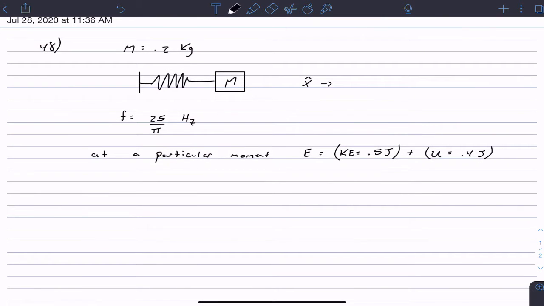We're going to start looking at problem 48 on page 483. So we're given that an object has this mass, 0.2 kilograms, and it is oscillating in the x-hat direction. We're also told that it has a frequency of 25 over pi hertz, and that at one particular moment it has total energy with kinetic energy 0.5 joules plus potential energy 0.4 joules.